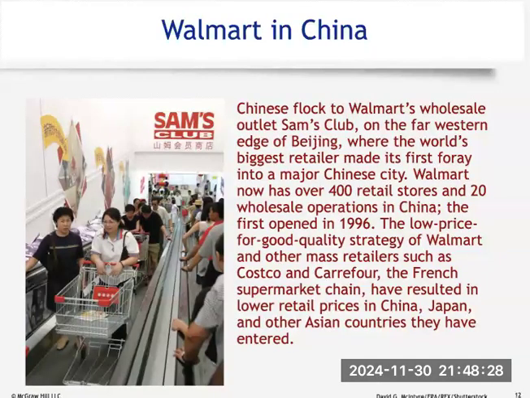This is interesting where Walmart went into China. Now they have over 400 stores and wholesale operations, and that low price, good quality, debatable, is really working in China.